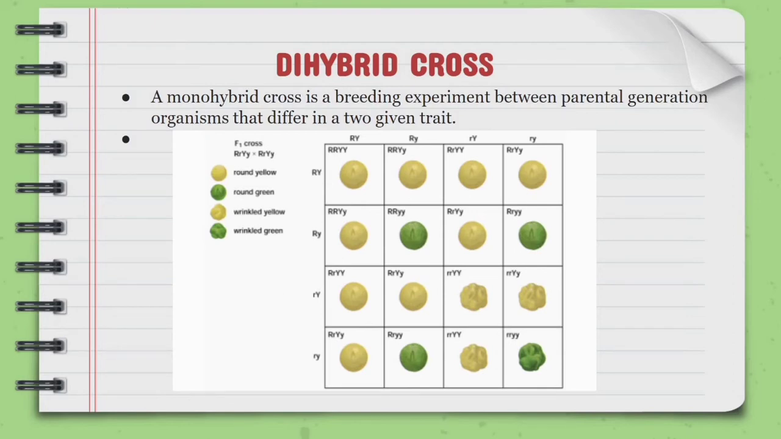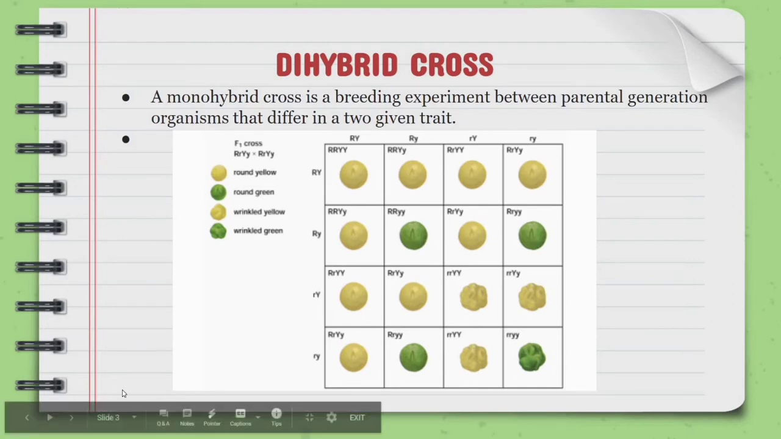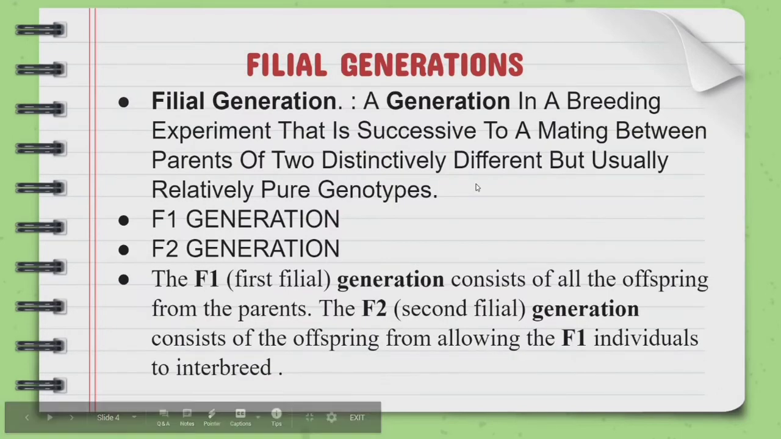And again, you are crossing. Such an experiment is called a dihybrid cross because you are considering 2 characters at a time, or 2 traits at a time. So that's about dihybrid cross. And next is, what are filial generations?